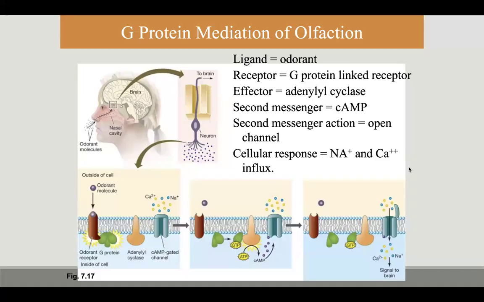Let's talk about one example, olfaction, which is our ability to smell. The ligand, which is the molecule that's binding to the receptor, is any odorant that you smell. The receptor is the G protein linked receptor here. Odorant binds to the receptor. Then the G protein becomes activated. Adenylyl cyclase, which is your effector protein, was inactivated, but then the GTP binds to adenylyl cyclase. When it binds to adenylyl cyclase, that effector protein causes a response.